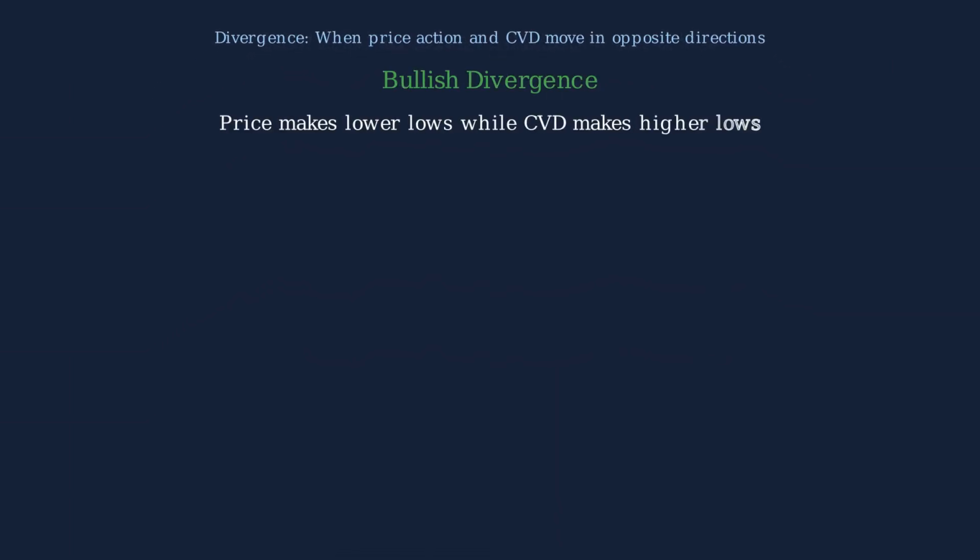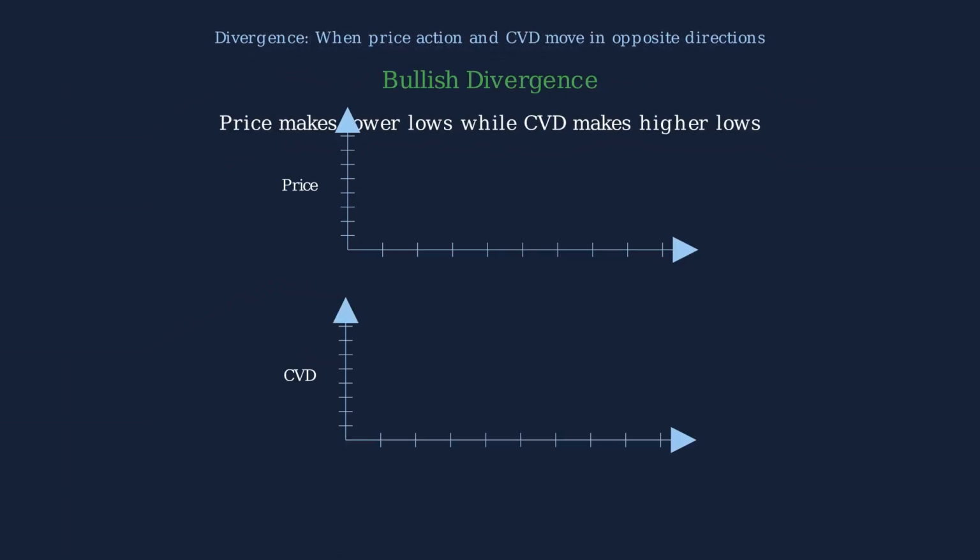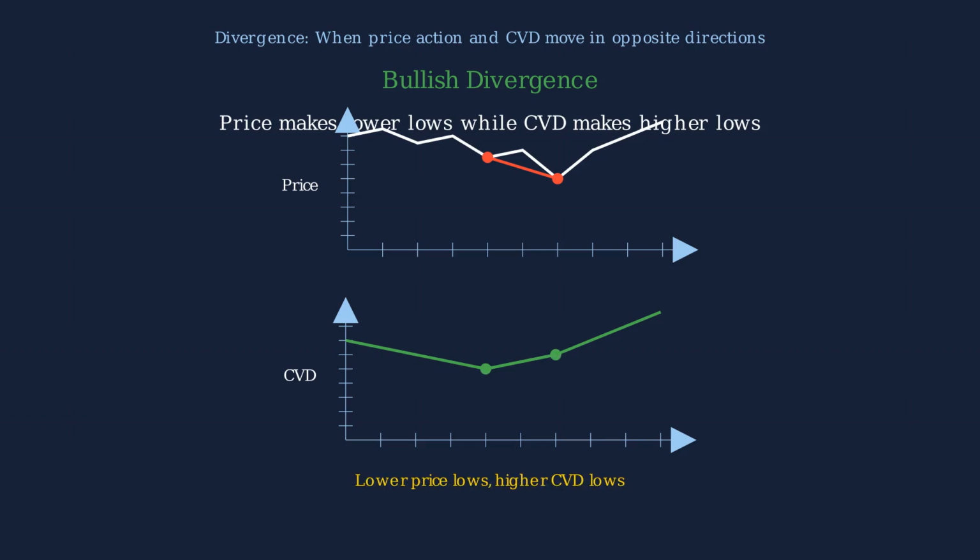A bullish divergence occurs when the price makes lower lows, but CVD makes higher lows. Here, the price trend shows decreasing lows, suggesting bearish momentum. However, the CVD is showing increasing lows, indicating stronger buying pressure despite the falling price. This bullish divergence suggests that sellers are losing momentum and a price reversal to the upside may be imminent.